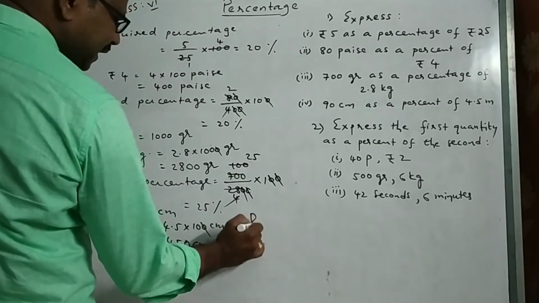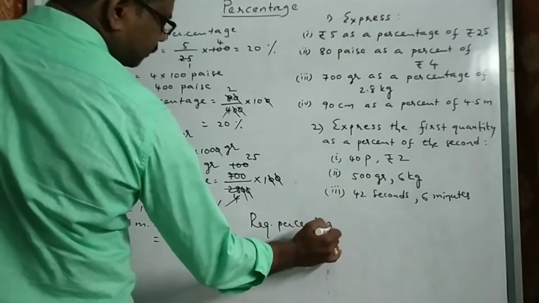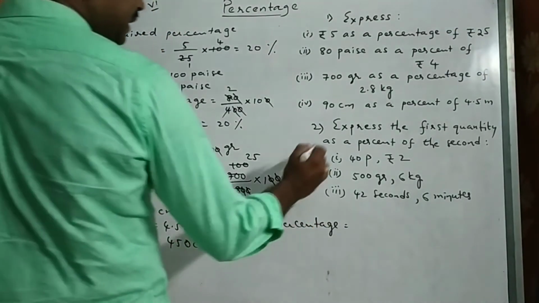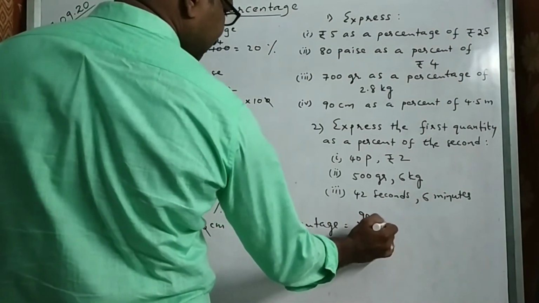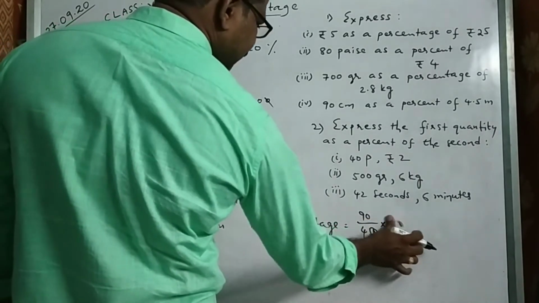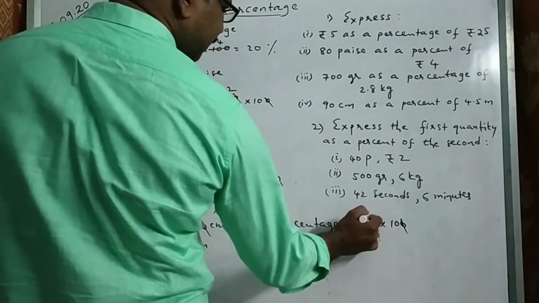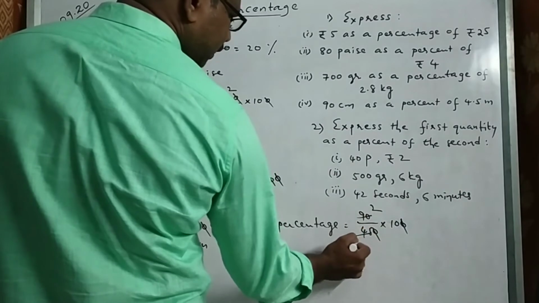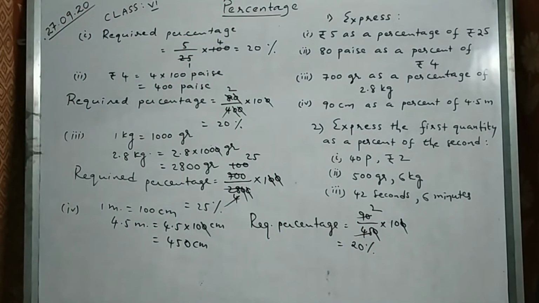So required percentage equal to, what is the first quantity here? 90 upon 450 into 100. Sorry, only 1 0 is gone. So 45 ones, 45 twos, 2 tens are 20. So this is the way we express the percentage of first quantity with the second.